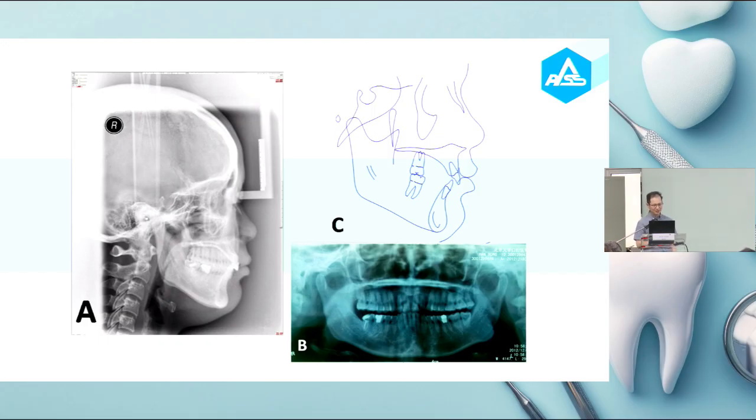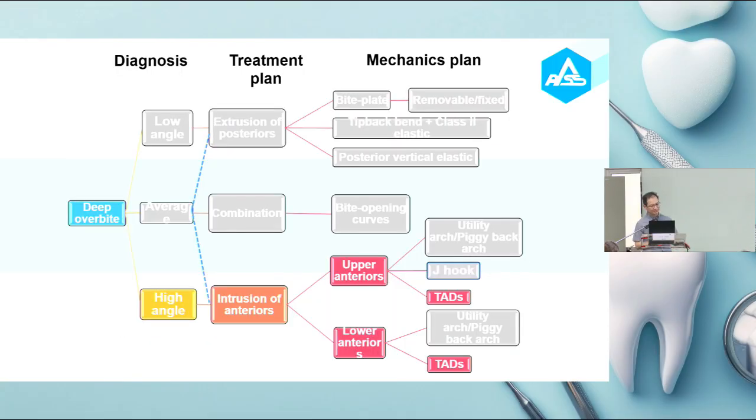Supplementary analysis showed a class 1 skeletal pattern with a high angle. So in this high angle deep overbite case, our goal was to intrude the anterior teeth and maintain the mandibular plane angle. We needed to judge which anterior teeth to intrude, upper or lower. We can intrude the upper incisor because the patient has a gummy smile.